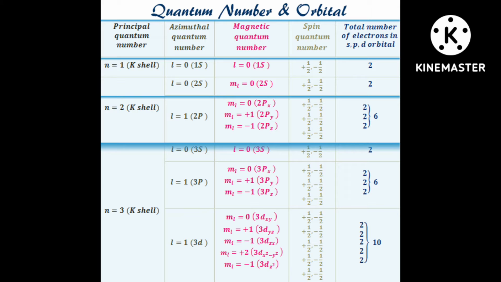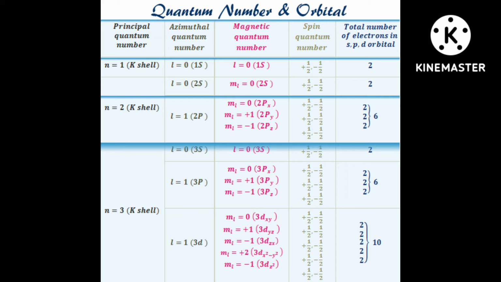Size means, suppose n is equal to 1, then the size will be small. If n is equal to 2, then a little bigger. n is equal to 3, again more, again 4, again bigger. If n is equal to 1, it means the smallest size. n is equal to 2, a little bigger. Again 3, again further bigger. Like that, the principal quantum number determines two things: first, size, and second, energy of the orbital.